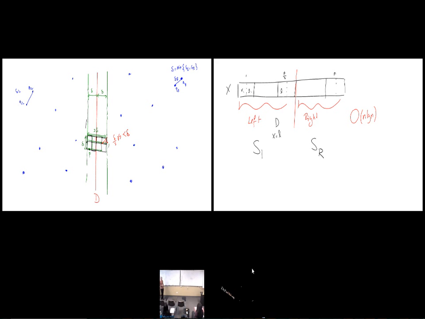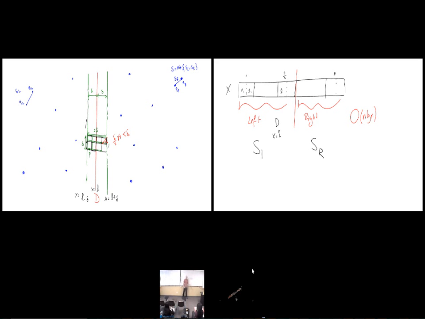Our X is sorted, so from L minus delta to L plus delta. The observation is that a point lives here if and only if its x-coordinate is between L minus delta, because this is the equation of this line, x equals L minus delta, and L plus delta. The equation of the red line is x equals L, and the equation of this green line is x equals L plus delta. So any point that lives in here has an x-coordinate between L minus delta and L plus delta.